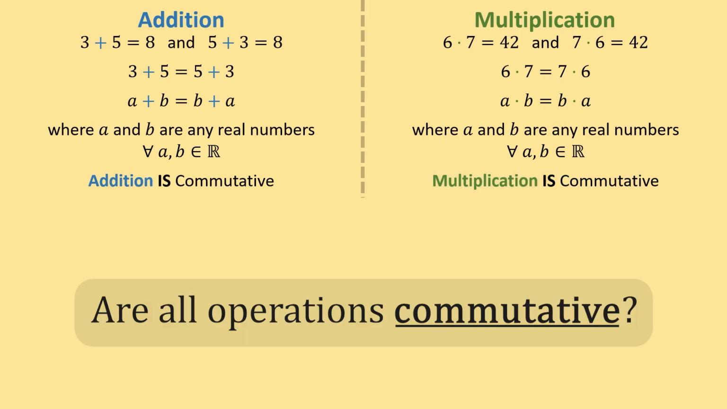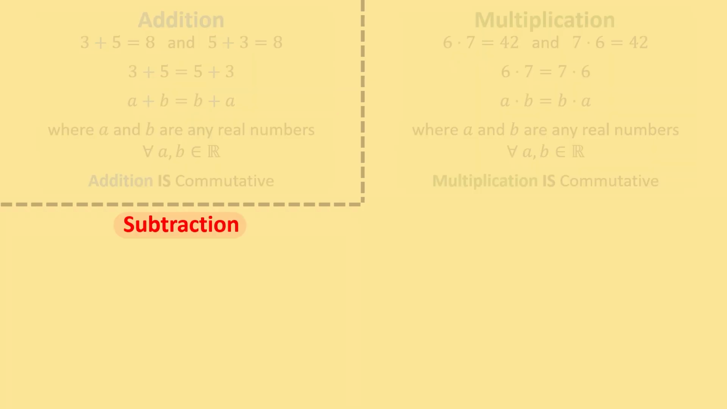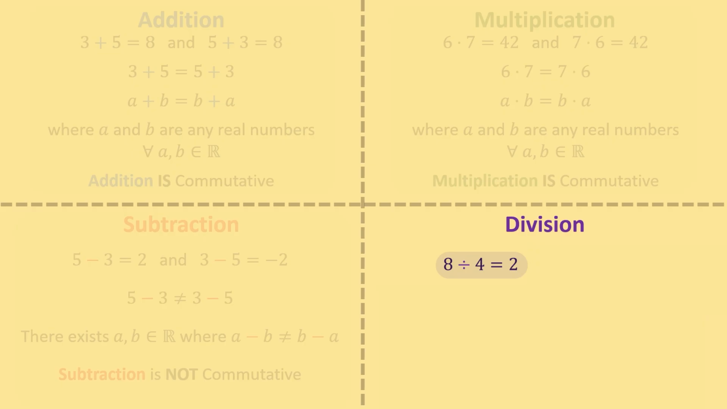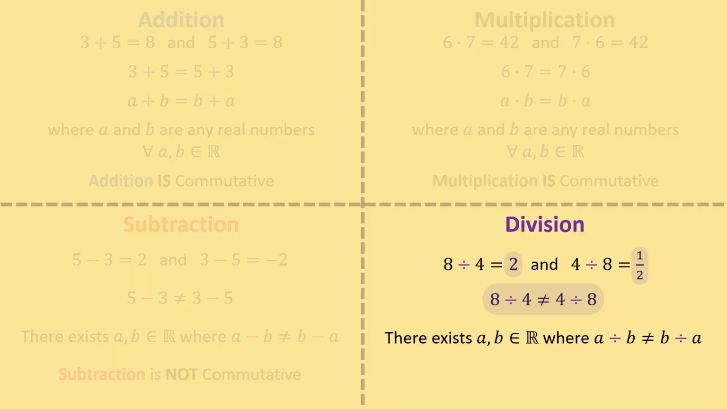Now, this property doesn't necessarily apply for every single operation. Consider subtraction. 5 minus 3 equals 2. But 3 minus 5 equals negative 2. These are not the same. Since I can't rearrange any two terms with subtraction and get the same result, we know that subtraction is not commutative. Now consider division. 8 divided by 4 equals 2, but 4 divided by 8 is equal to 1/2. Here, rearranging the order of the operands gives us two different values. This tells us that division is also not commutative.